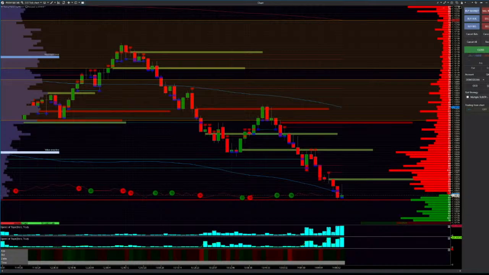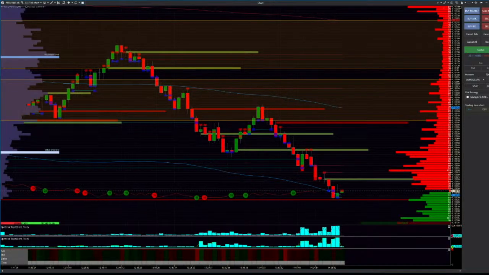Let me just check the time. It's my local time, so don't pay attention to the time on the chart. It's my local time, Spain.